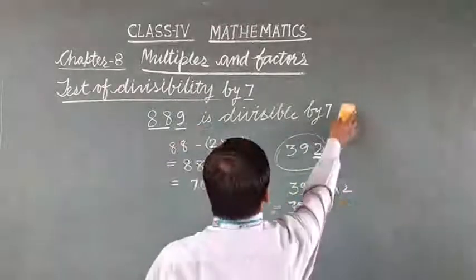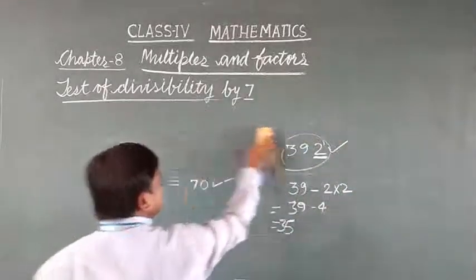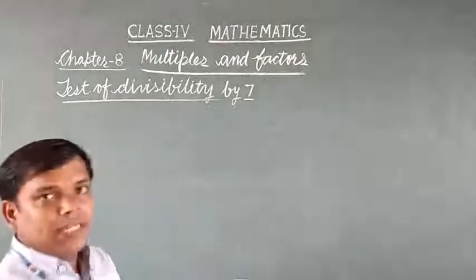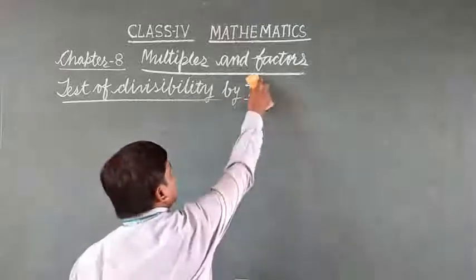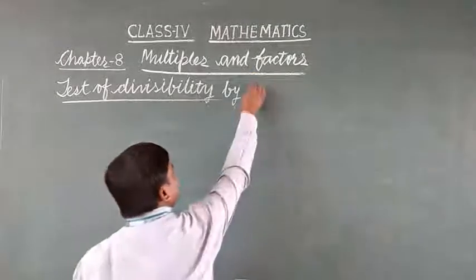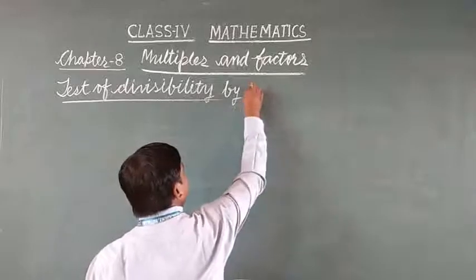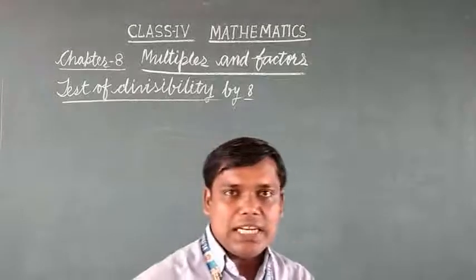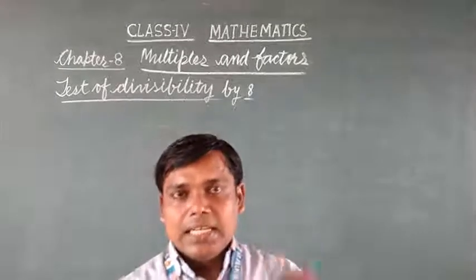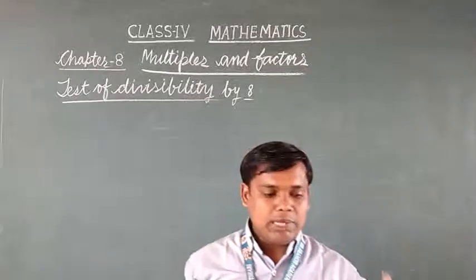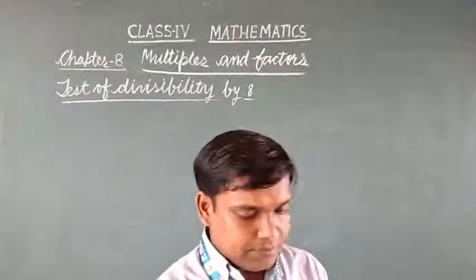Now, we will study test of divisibility by 8. A number is said to be divisible by 8 if the last 3 digits of the number will be divisible by 8.